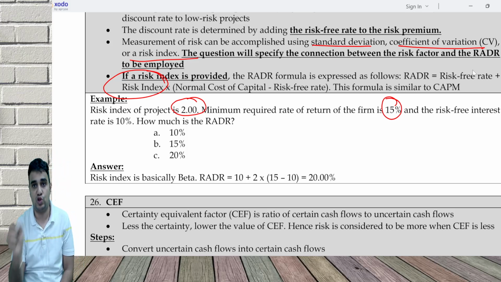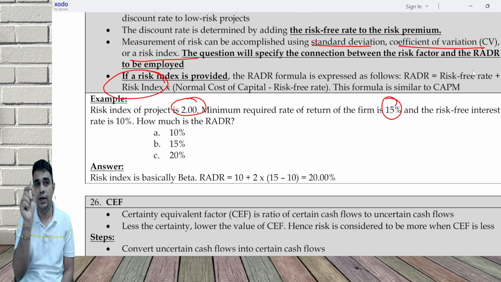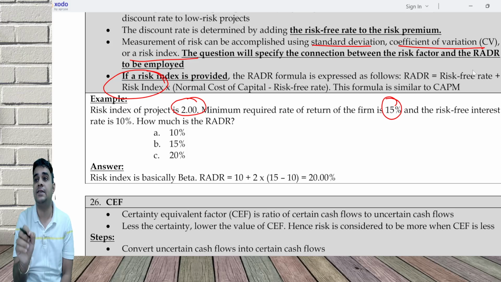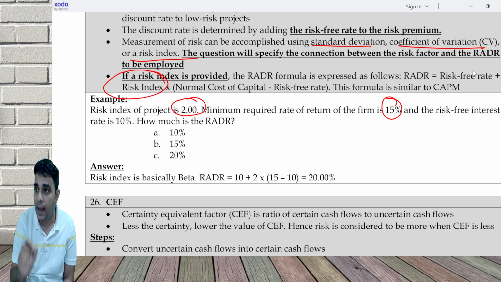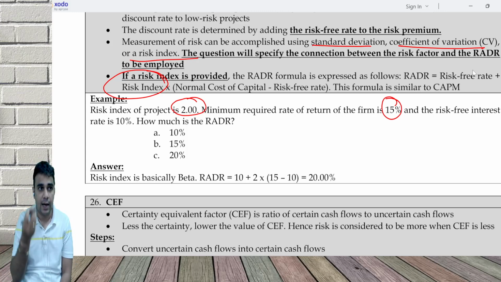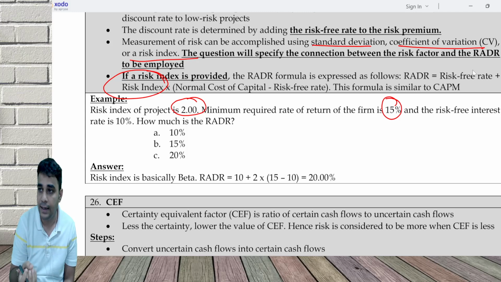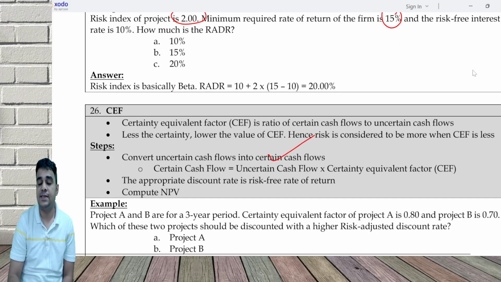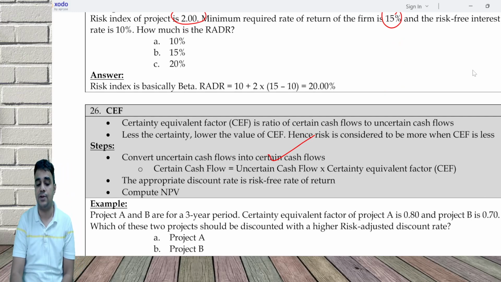So what you do is, 2 lakh, the uncertain cash flow, into the CEF is equal to the certain cash flow. Uncertain cash flow into the certainty equivalent factor is certain. Certain means 100% likely to happen. 2 lakh you told, 90% chance, at least 1 lakh 80 will happen. Convert uncertain into certain. Certain cash flow is equal to uncertain cash flow into certainty equivalent factor.